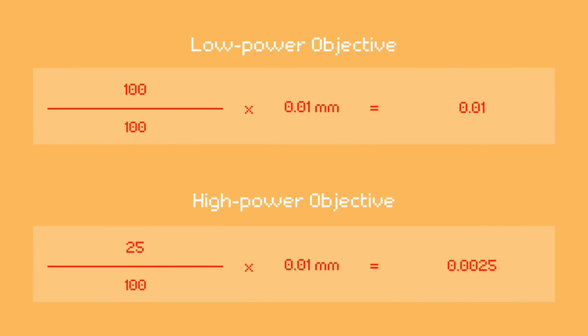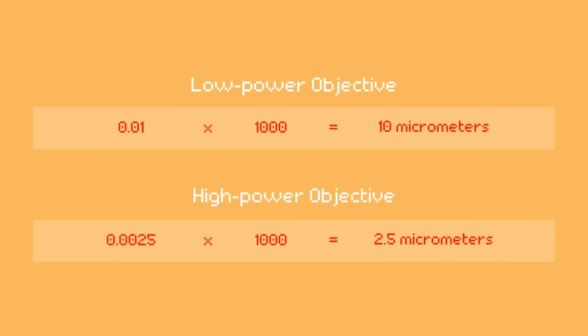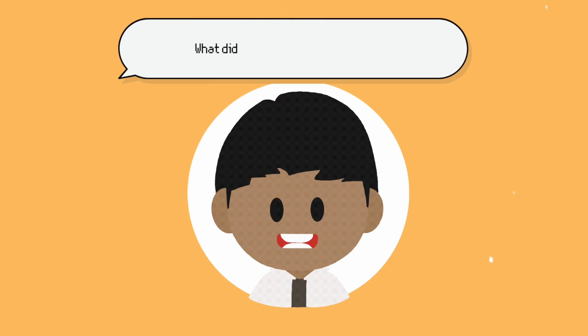Now let's put in the values for both LPO and HPO into the formulas, which now result to a calibration constant of 10 micrometers under LPO, while 2.5 micrometers under HPO. What did you notice from the results? We noticed the increase of magnification upon the results.